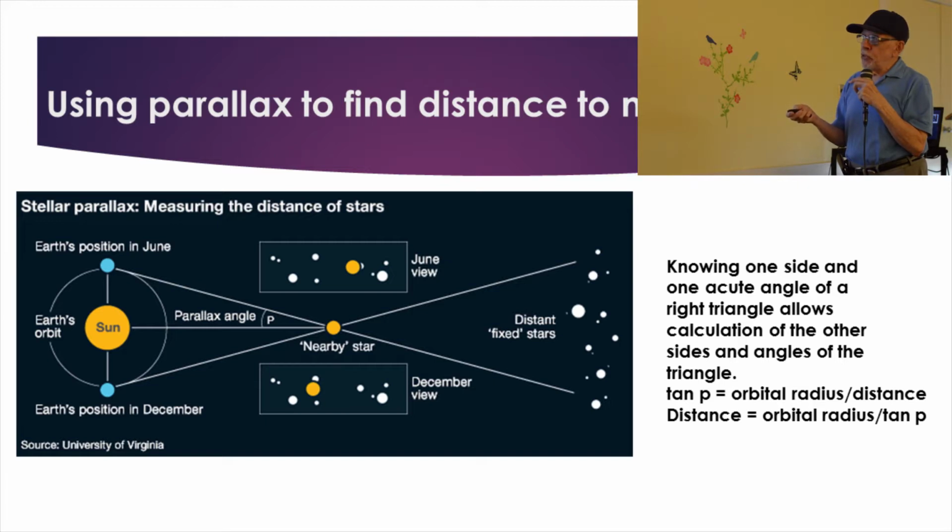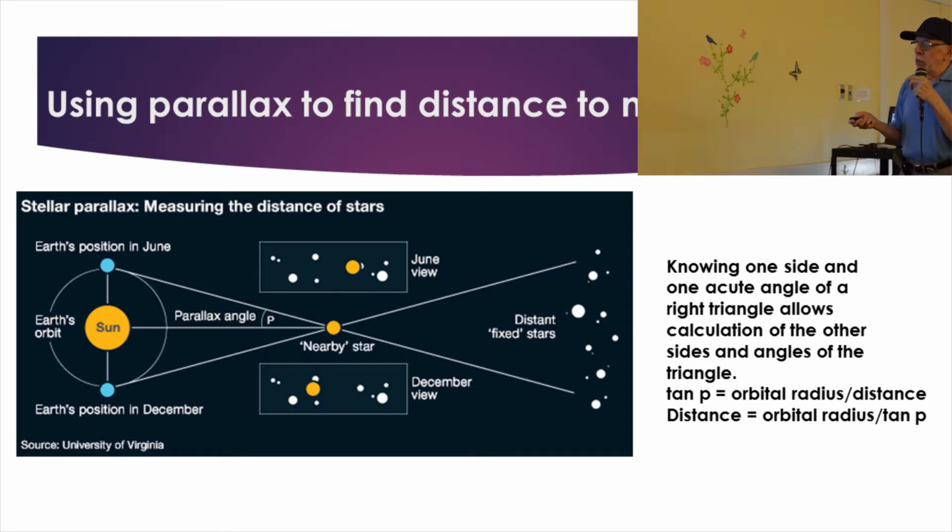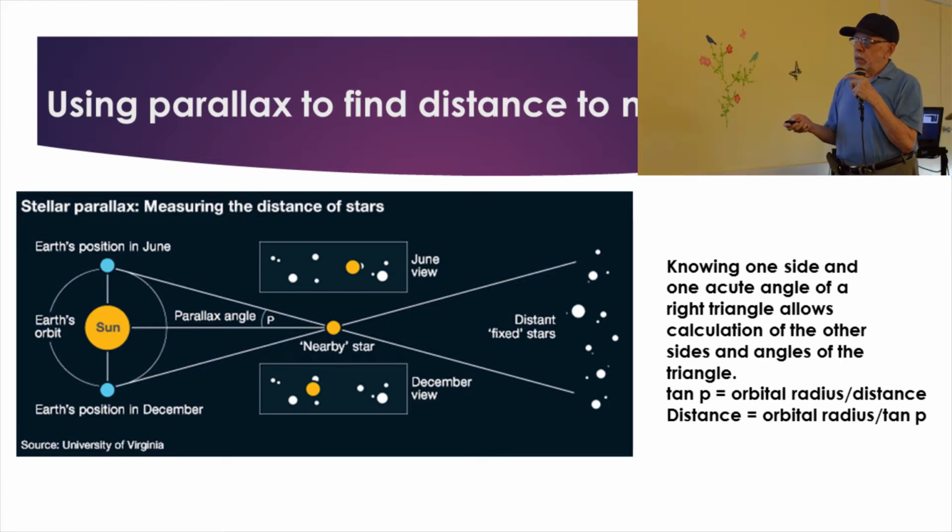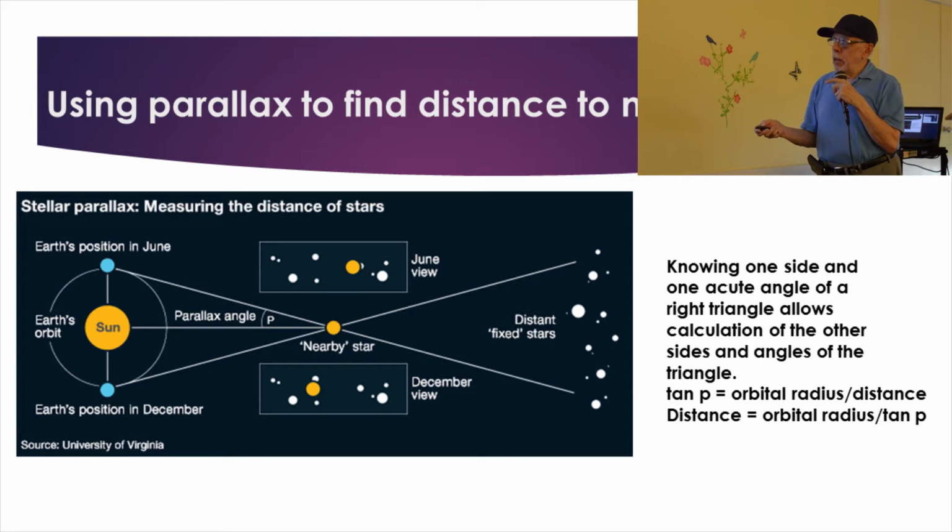since we know this distance, this side of the triangle, if you know this side of the triangle and you know this angle, then you can use the tangent of the angle to find the distance to the star by dividing the orbital radius by the tangent of that angle. The orbital radius is here, 1 astronomical unit, and you know this angle. So you can measure this side, which is the distance to the star.